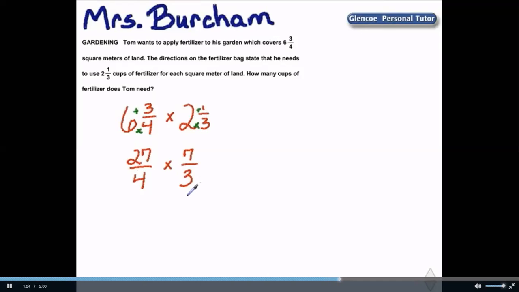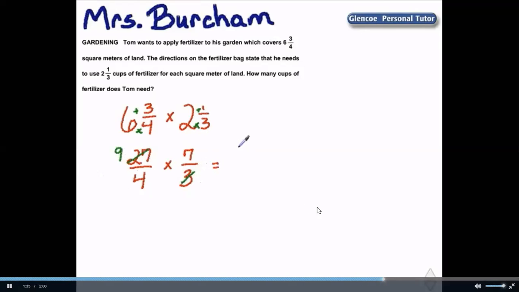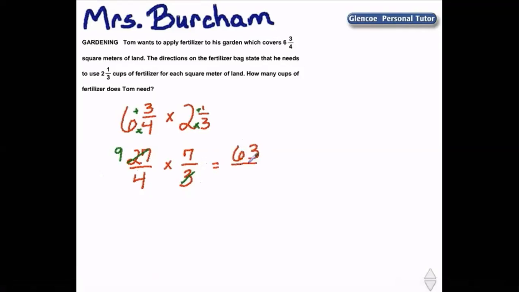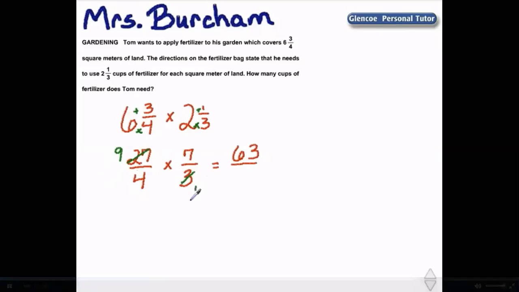Now, let's go ahead and cross-reduce to make this problem a little bit easier. 3 goes into 27 9 times. Then we multiply straight across. 9 times 7 is 63. And 4 times 1, I should have a 1 down here since it reduced. 4 times 1 is 4.